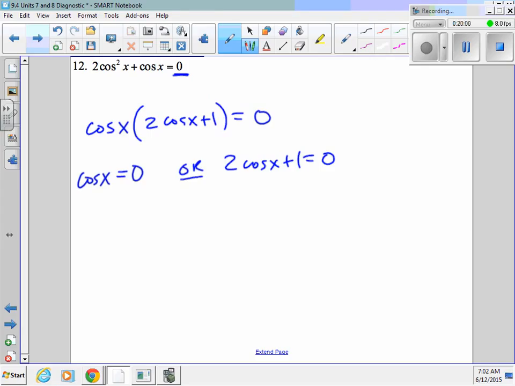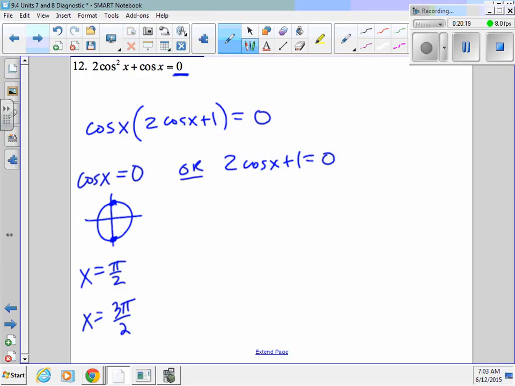So if cosine of x is 0, I'm thinking on my unit circle, where is the co-height equal to 0? Well, the co-height is equal to 0 at 90 or 270. So x could be pi over 2, or x could be 3 pi over 2, and we'll do the general solution in a minute. Those are just the solutions between 0 and 360.